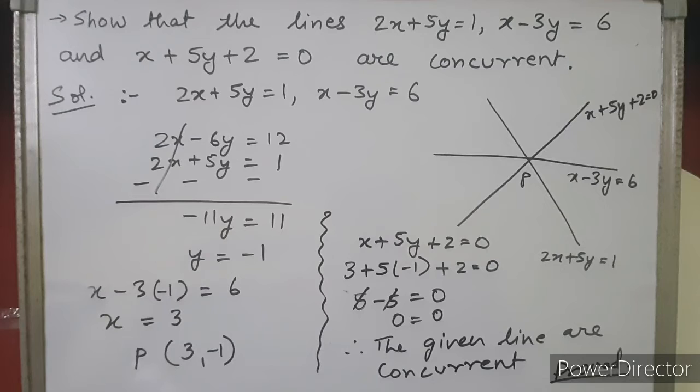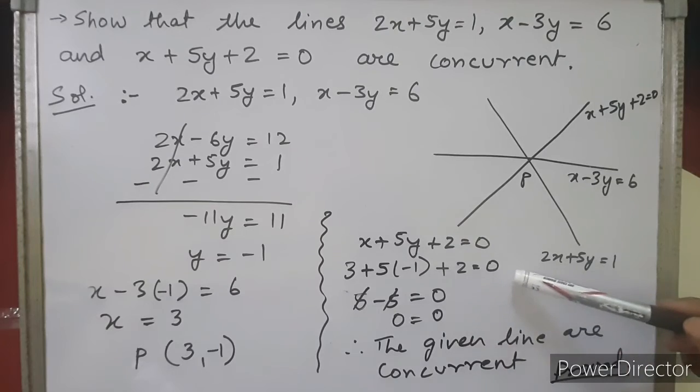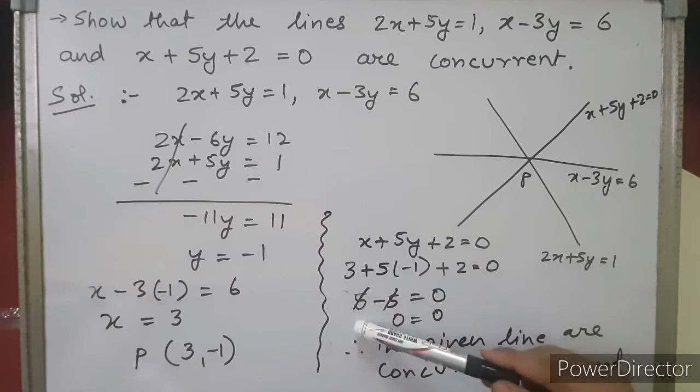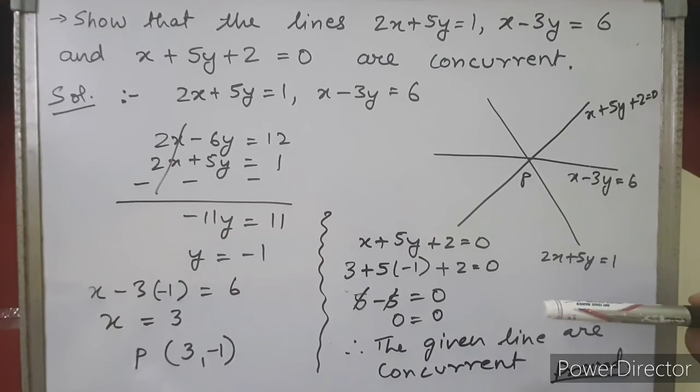Now we have obtained the coordinates of P. We have to check whether P satisfies the third equation or not. So let's substitute point P in the third equation of line, which is x plus 5y plus 2 equals 0. On substituting x equals 3 and y equals minus 1 in the third equation, we will get 3 plus 5 times minus 1 plus 2 equals 0. 3 plus 2 will become 5. 5 minus 5, both will cancel. 0 equals 0. That means point P satisfies the third equation of line.